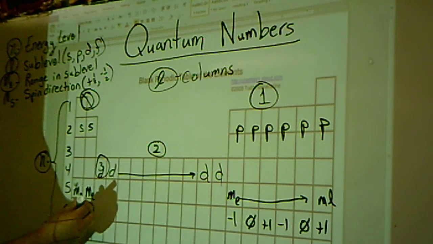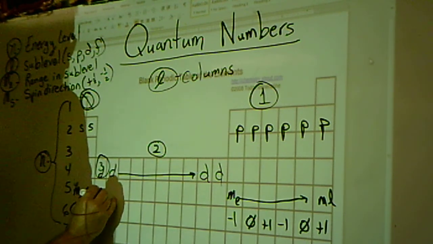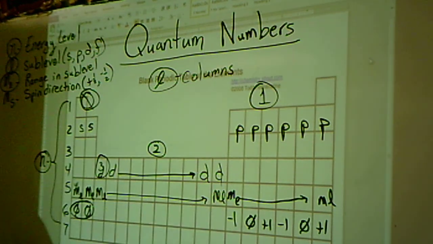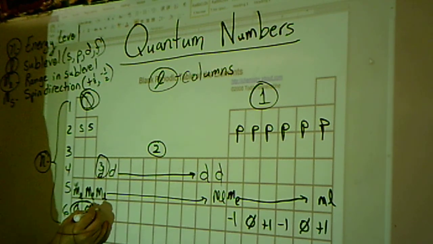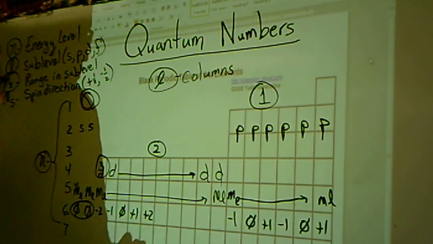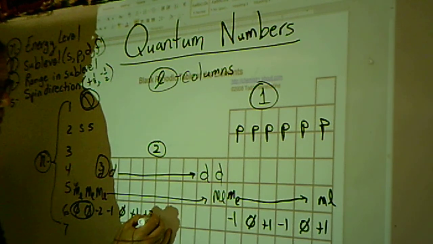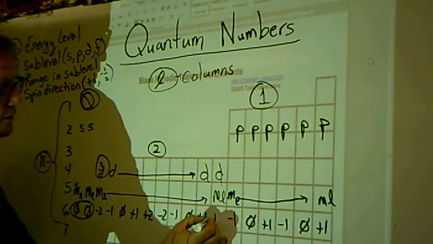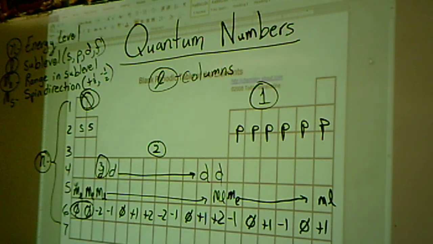If I want to do my MLs over here, then it's going to be based on the 2: -2, -1, 0, +1, +2. Then it repeats: -2, -1, 0, +1, +2. And again, those are all my magnetic sublevels, which is ML.